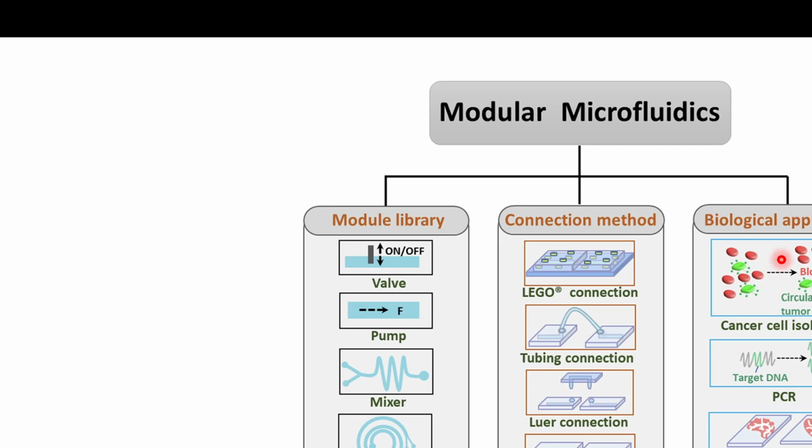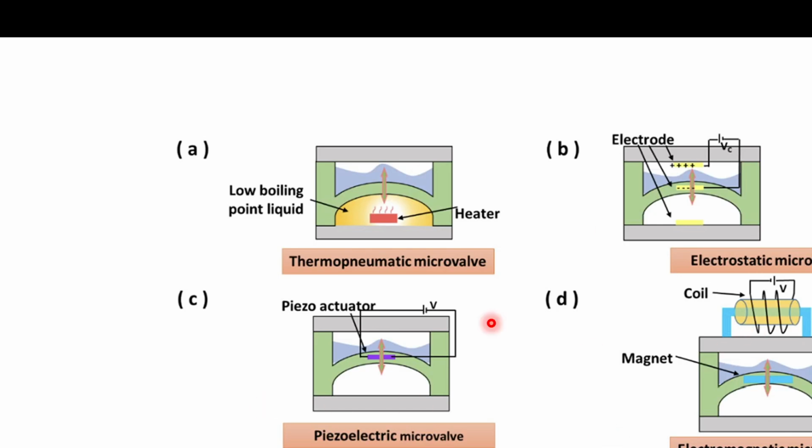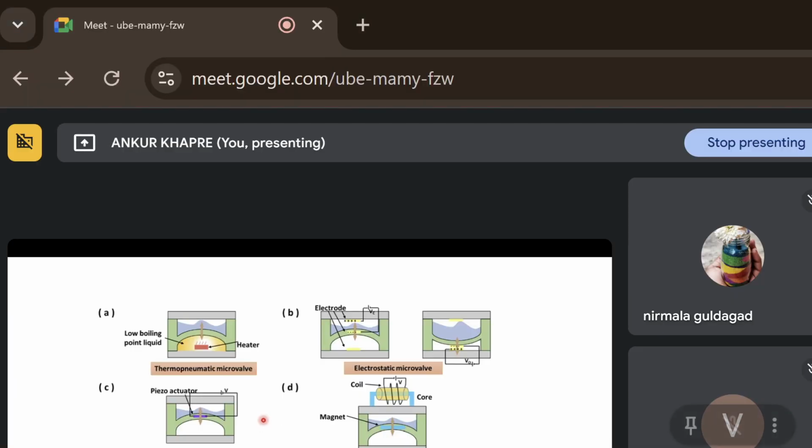So applications, we have earlier discussed so many things, like biological applications such as cancer cell isolation and PCR, organ on a chip, biomarker research, particle synthesis. Here I am discussing some more applications regarding microfluidic devices. Just give me one or two minutes. Okay, please.